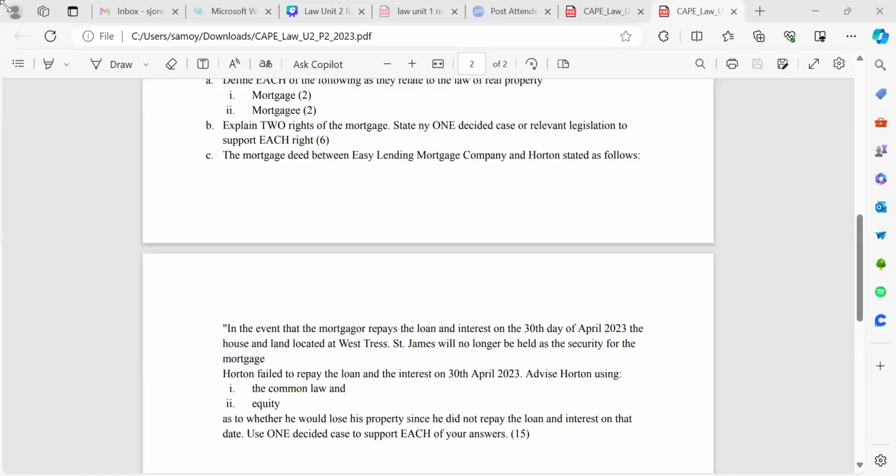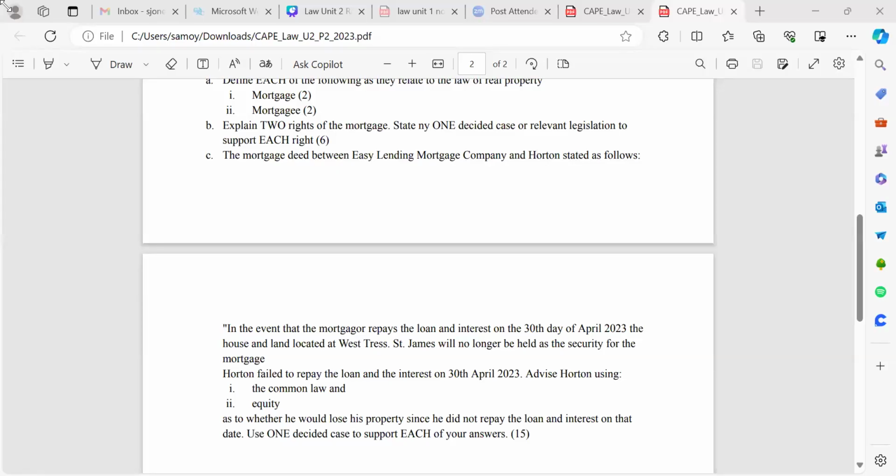Okay, Miss. So we're advising whether or not Horton would lose the property since he did not repay the loan and the interest on that date. I see.